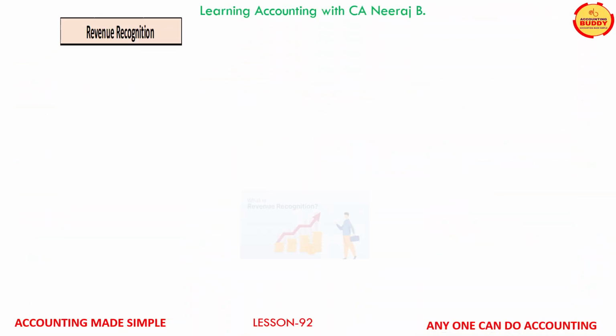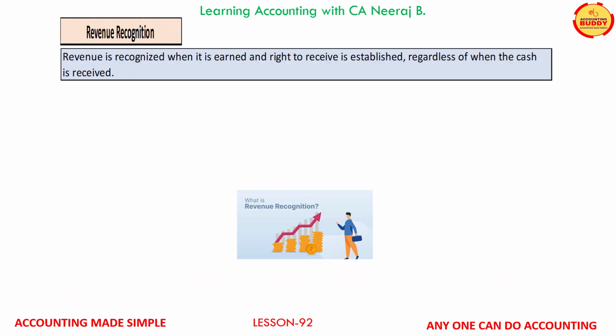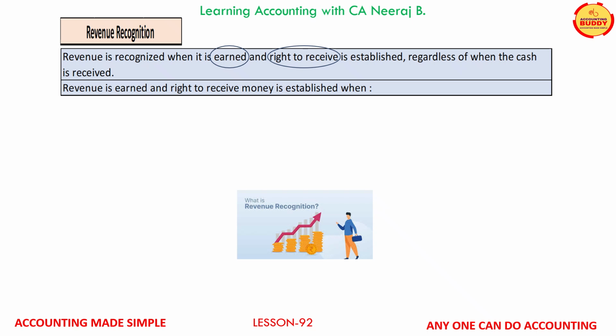Let us now learn the revenue recognition principle. Revenue of a business is recognized when it is earned and the business has established the right to receive the money, irrespective of whether the cash is received or not. Let us now understand when a business is said to have earned it and the right to receive the money is established. Two conditions are very important.